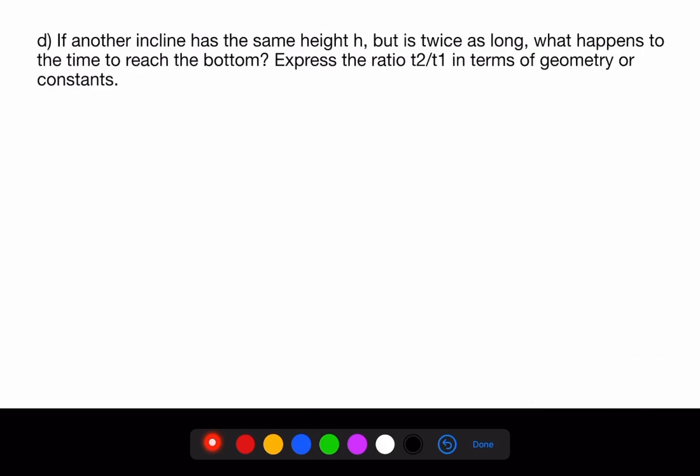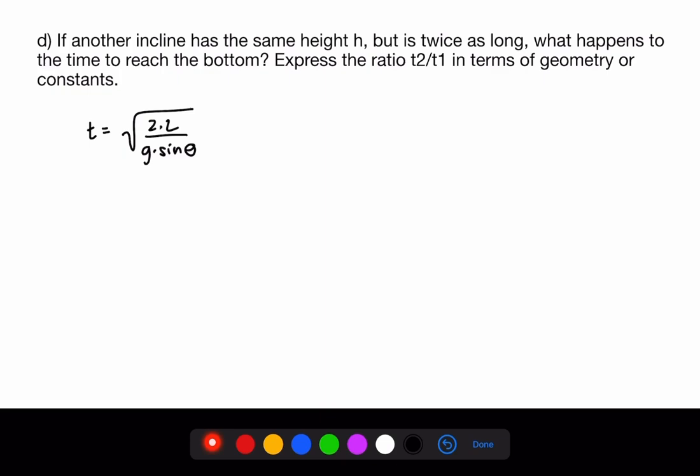Part D is going to be our challenge problem. It asks us, if another incline has the same height h but is twice as long, what happens to the time to reach the bottom? Express the ratio t2 over t1, with t2 being the time it takes for the object to reach the bottom when the incline is twice as long, in terms of geometry or constants. Let's look back at our equation for time. It is t equals the square root of 2 times L over g times the sine of theta.